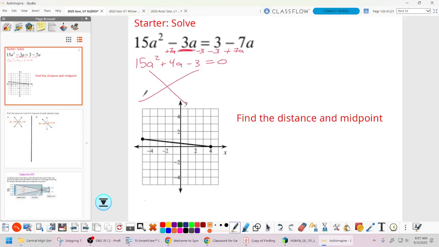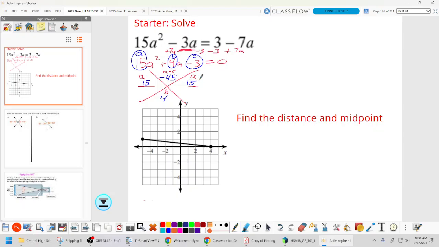Now let's set up the star, and we need to know that the top is a times c, the bottom is b, and then on the top of the sides is a. And just to review, a is the number out front of x squared, b is the number out front of x, and c is the number with its sign that's just by itself. So a times c is negative 45, so 15 times negative 3. And then b is 4, a is 15.